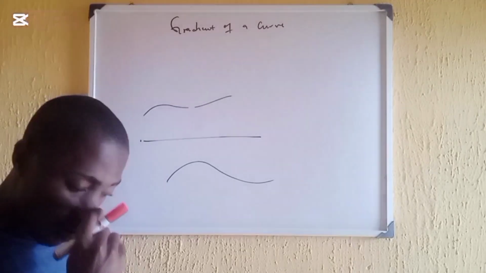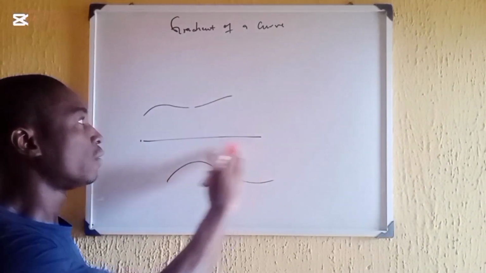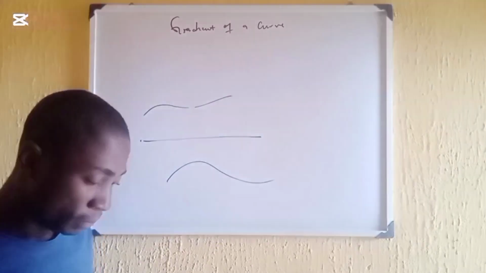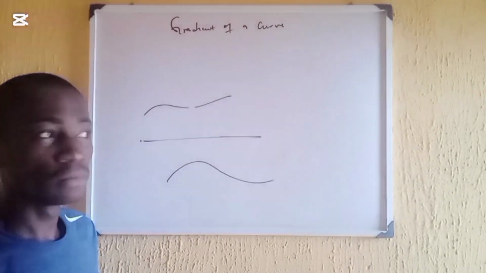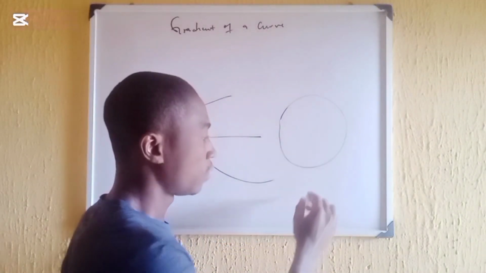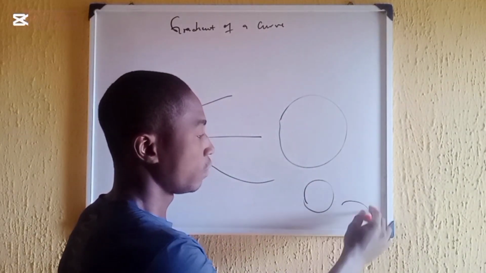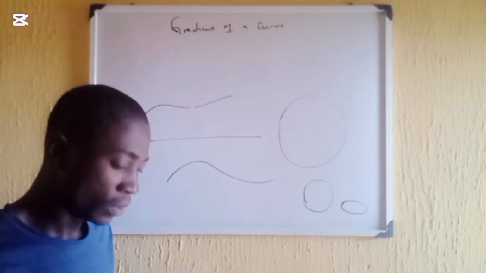Then a curve may be straight or curved. In this case, we have a straight line, whereas in this case, we have a curved path. Then it can be open or closed. Like in the case of a circle, this is a curve, this is a curve, this is a curve. So it can be open or closed.